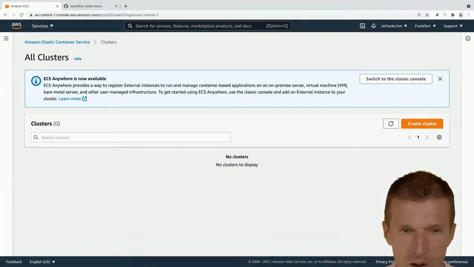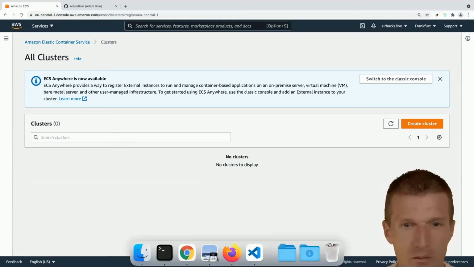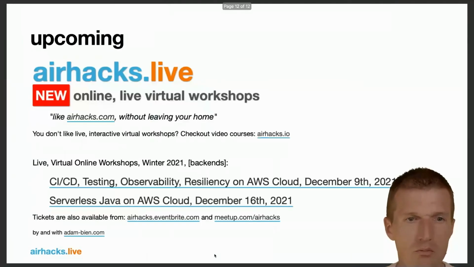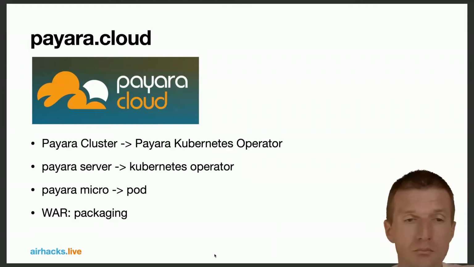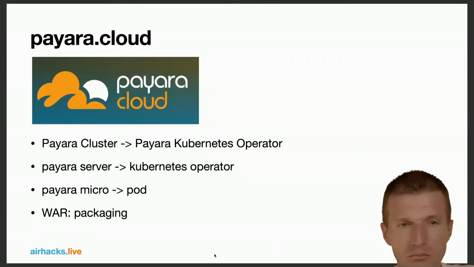So Adam, while we wait, a quick question. With so many Kubernetes distributions and Java distributions and native images in the market, what are your recommendations on when to use what?